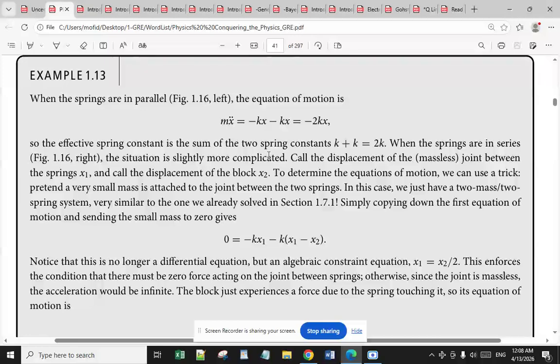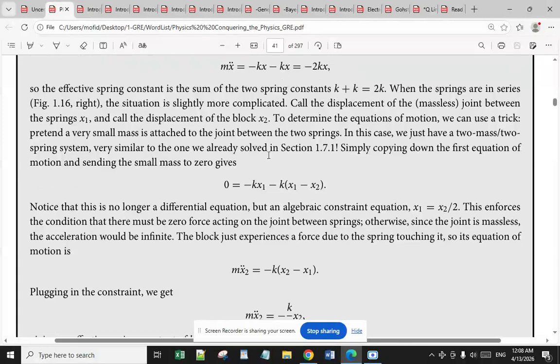Simply copying down the first equation of motion and sending the small mass to 0 gives 0 equals minus k x1 minus k times x1 minus x2. Notice that this is no longer a differential equation but an algebraic constraint equation, where x1 equals x2 divided by 2. This enforces the condition that there must be zero force acting on the joint between springs. Otherwise, since the joint is massless, the acceleration would be infinite.